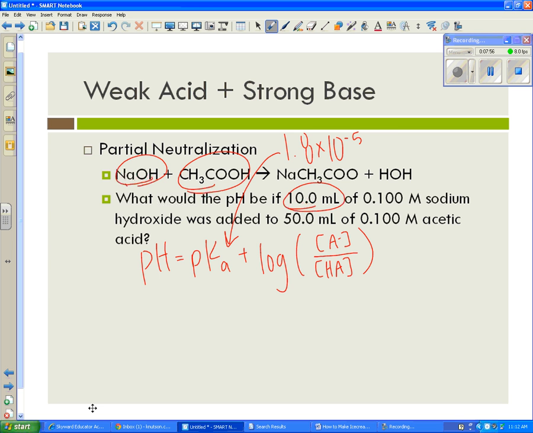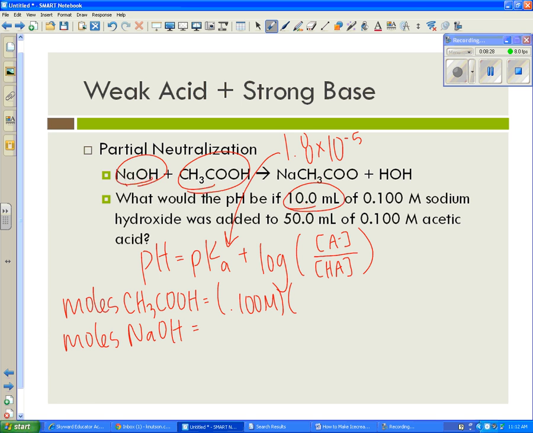We need to know the concentration of the negative ion and the concentration of the acid. Well, we know we're going to have some acid remaining, and we know we'll have some salt form, some negative ion form. Let's take a look at that. In order to figure that out, we need to know how many moles of acid we have. We need to compare that to how many moles of base we're adding. So 0.100 molar times 0.0500 liters is 0.00500 moles of acid.